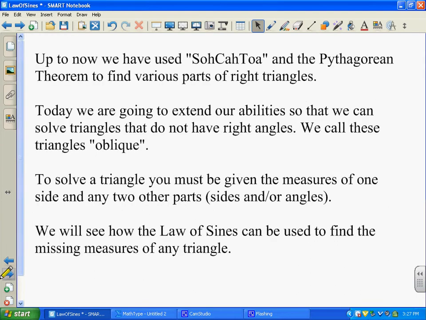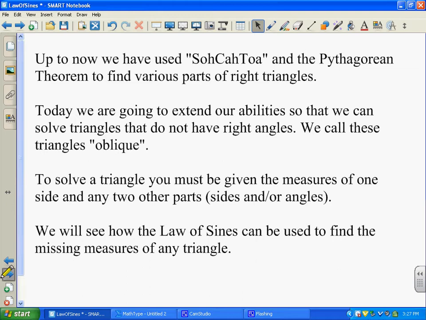Up to now, we've used SOHCAHTOA and the Pythagorean theorem to find various parts of right triangles. Today we're going to extend our abilities so that we can solve triangles that do not have right angles. We call these triangles oblique. To solve a triangle, you must be given the measures of one side and any two other parts, sides or angles.